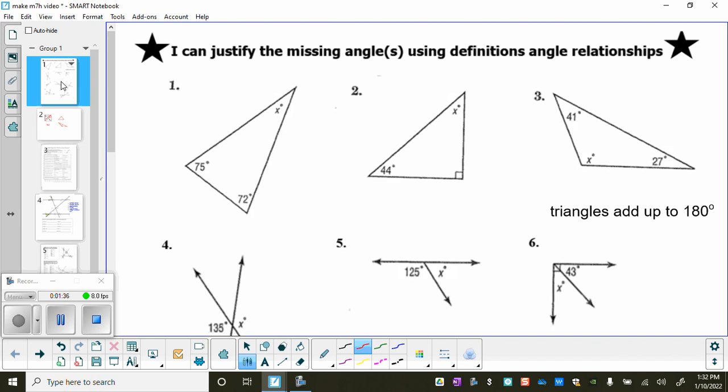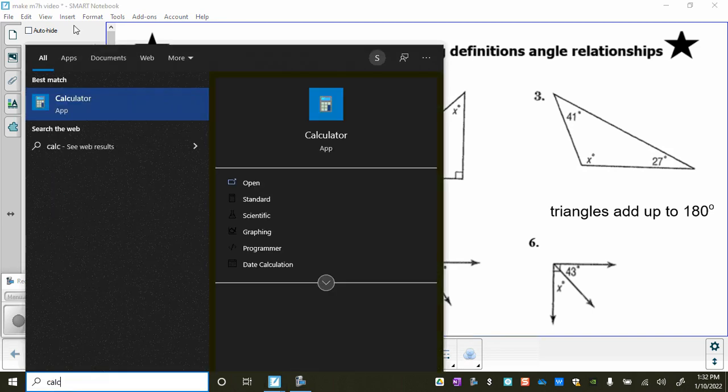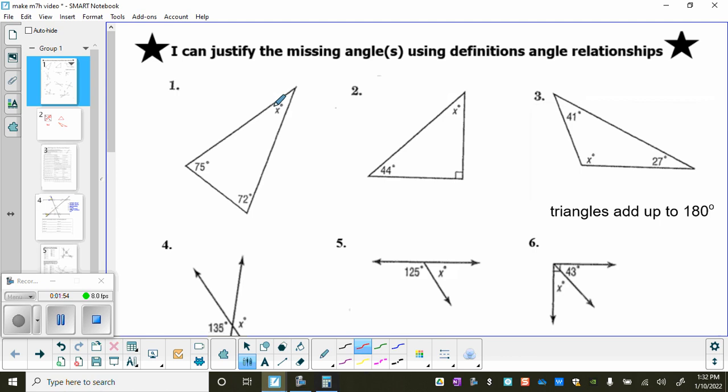So that being said, I'm just going to get my calculator real quick, just to make this part super easy. So if these three angles are supposed to add up to 180, I'm basically just going to take the 180 and subtract 75, and then I'm going to subtract the 72-degree angle, and that means that one has to be 33 degrees right here. So this is 33 degrees. And I can justify that because I can say triangles add up to 180, so I know I'm good to go.